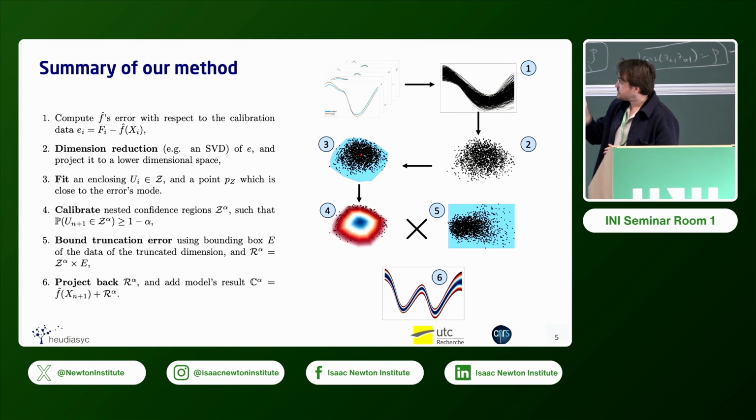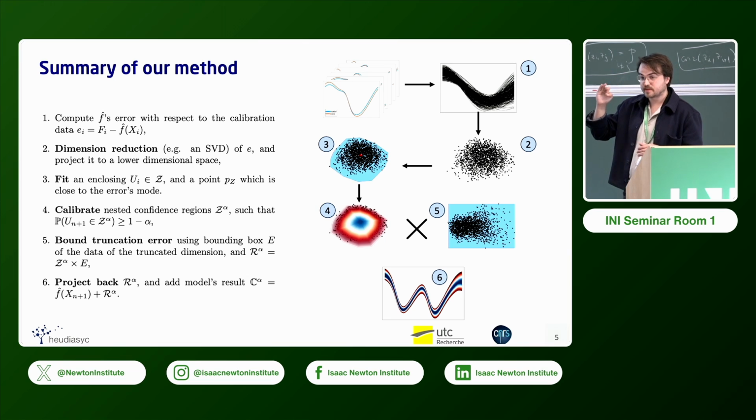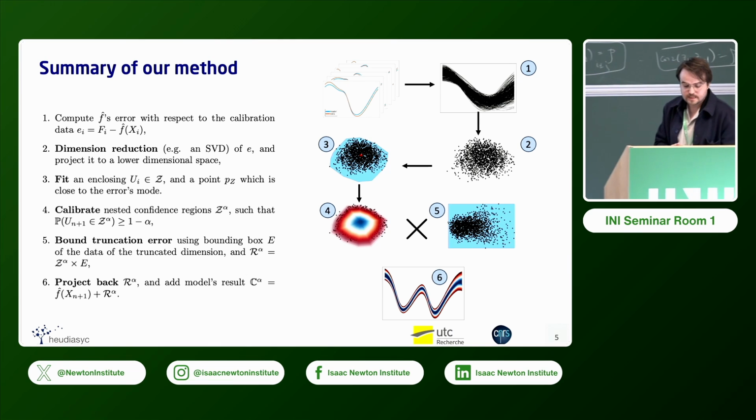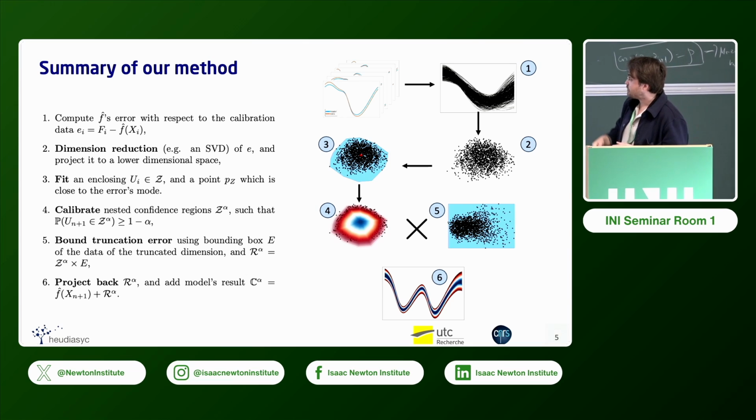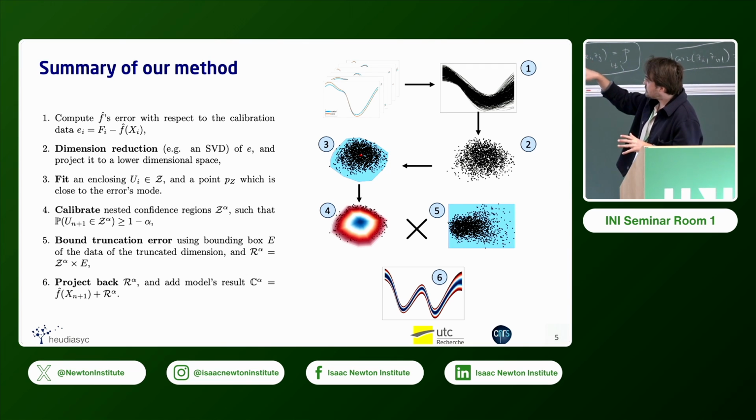And then additionally, we're going to compute this point, PZ. It's going to be the point that's very close to the data's mode. So analogous to Bayesian analysis, this PZ point serves as our Bayesian mode. Okay, then we're just going to calibrate it with conformal prediction, and you get a picture like this with these nested level sets, and they're going to have a conformal guarantee.